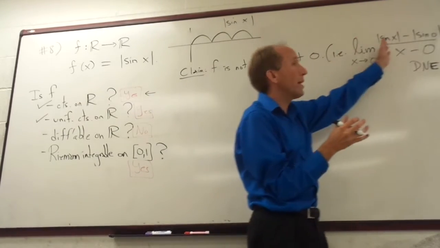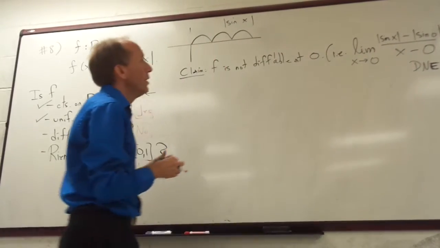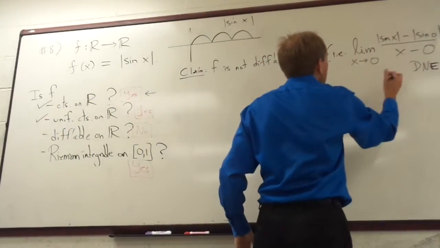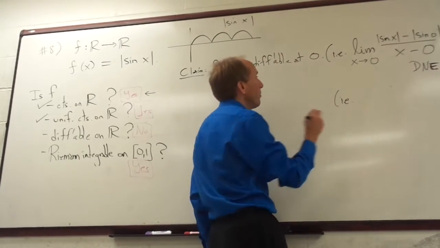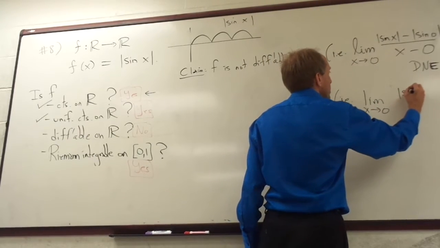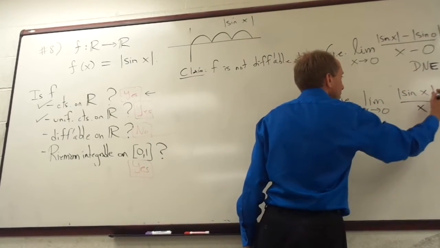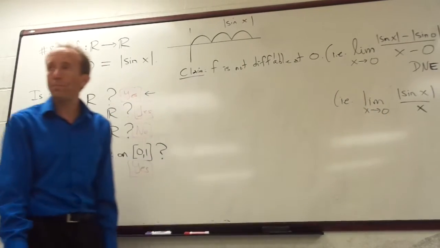This is just f of x minus f of c all over x minus c. We're just taking that limit there. So actually, we can simplify that a little further. This is just the limit as x goes to 0 of absolute sine x over x. We want to show that that does not exist.